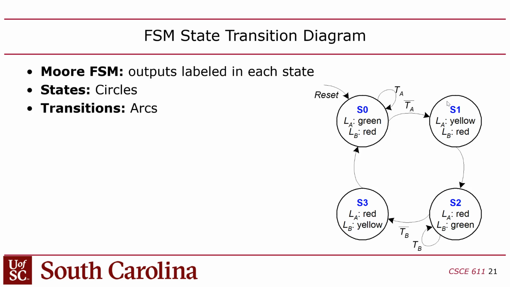You can also have outputs associated with the transitions. That's called a Mealy machine, but we won't cover that. I don't want to get too deep into this. The Moore style machine, which is what this is, is the simpler approach where all of the outputs are only a function of the current state, which means that the outputs are synchronous. The outputs can only change when the state changes, and the state can only change whenever there's a clock edge. So everything is synchronous, which means that the inputs, the traffic sensors, could be changing.